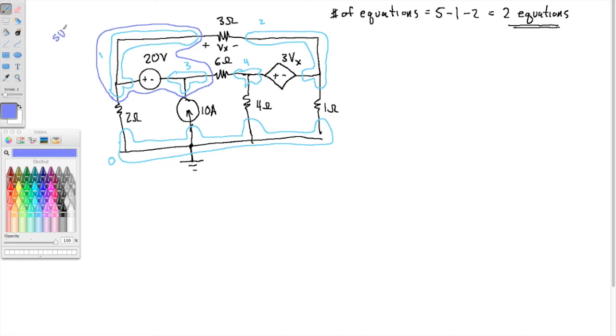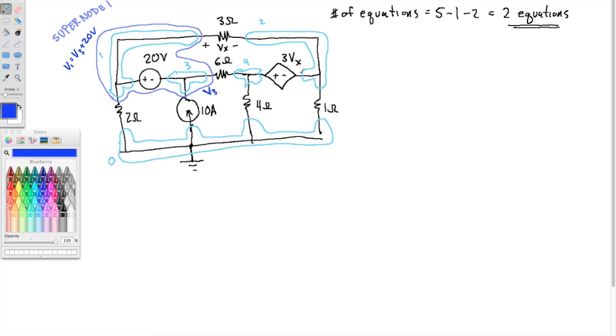We'll call this supernode 1. Okay, and just as before, I'm going to call this guy V3. That's going to be an unknown, V3. So the voltage right here at this junction, okay, that's our unknown, and then the voltage here at node 1, that's not an unknown, that's going to be V3 plus 20 volts. V1 equals V3 plus 20 volts.